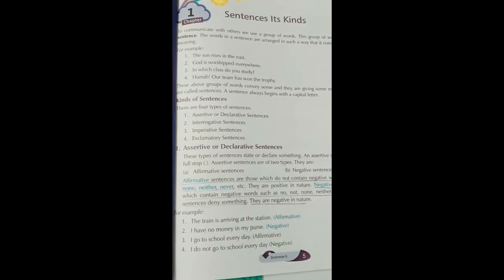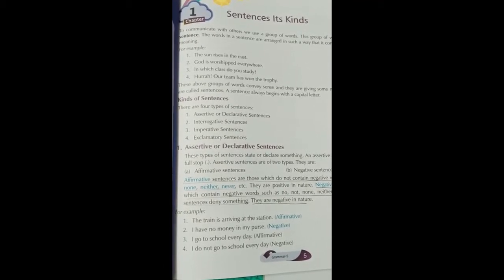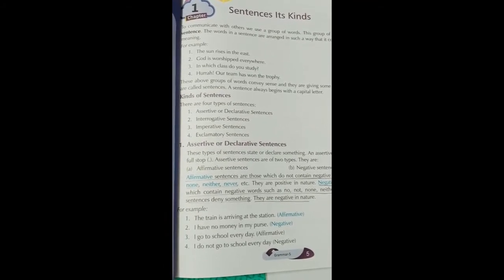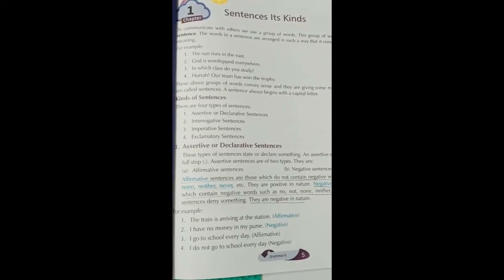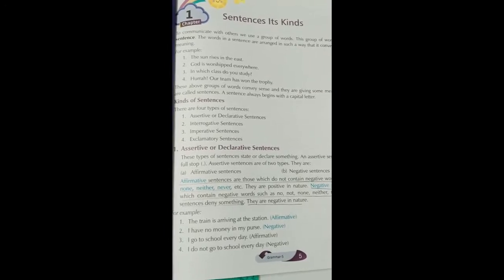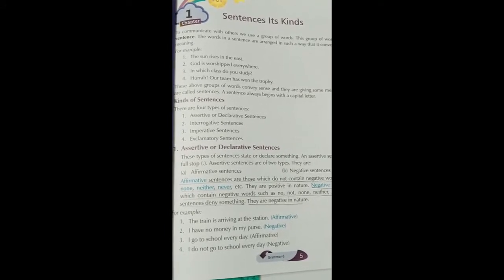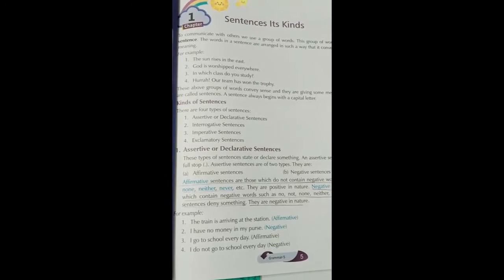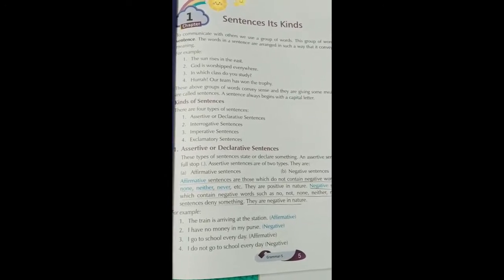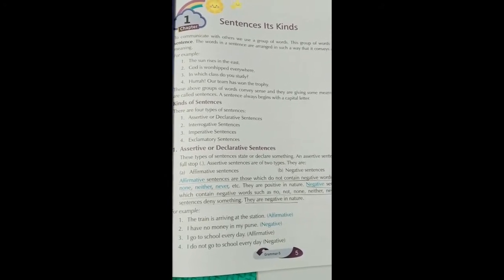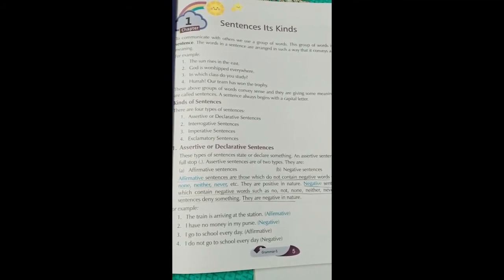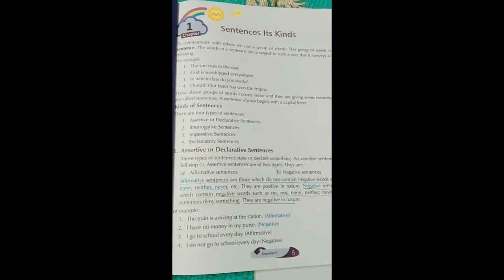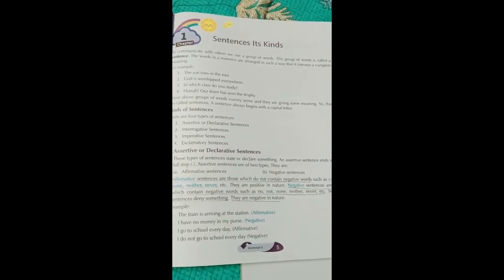The first one, assertive or declarative sentences. Second one, interrogative sentences. The third one, imperative sentences, and the fourth one is exclamatory sentences. As you all have read in your lower classes, declarative sentences are the sentences that declare something. An assertive, read the definition here.